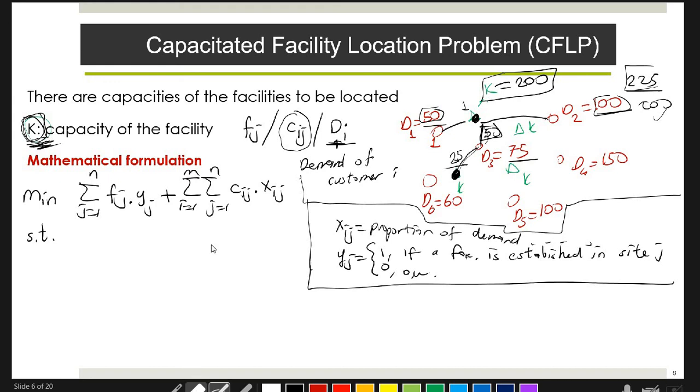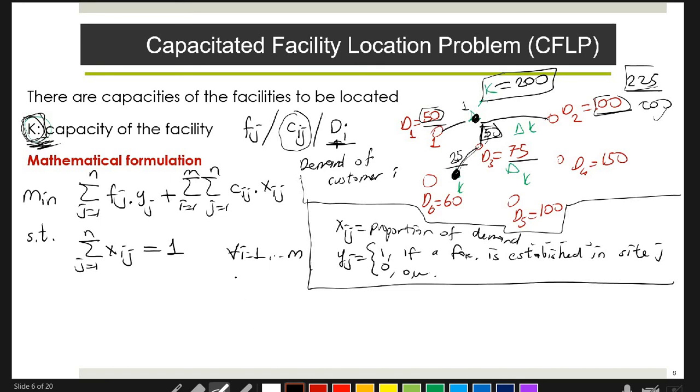So for each customer I from 1 to m, we are summing up over all facilities these Xij values and making that equal to 1. Okay, so this is the constraint that indicates that all demand of the customers must be satisfied.